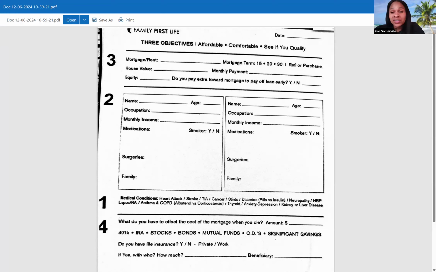If it's not that question on the other client worksheet, it should say, what do you have that acts like life insurance right now? A 401k, an IRA, stocks, bonds, mutual funds, CDs, any significant savings, anything under the mattress. How many people actually ask that question? I'm looking at the class. Well, it's on the sheet. I'll just read it off the sheet. Everybody should be asking the question.